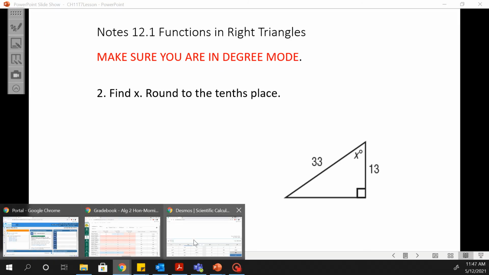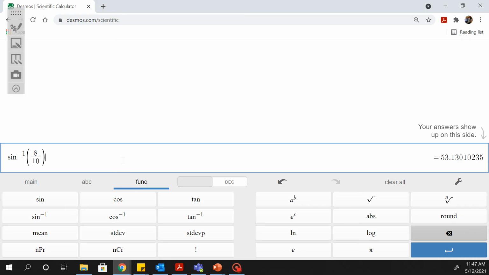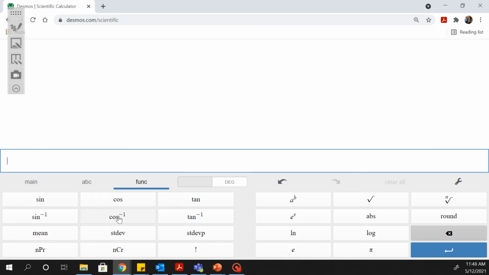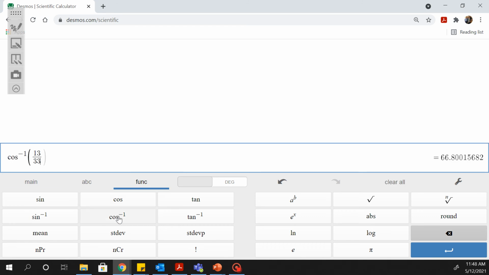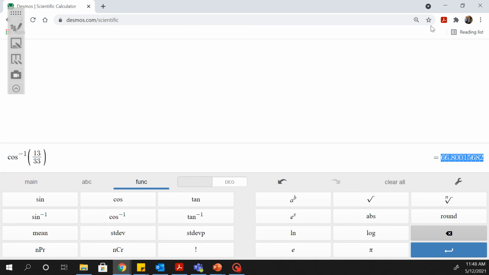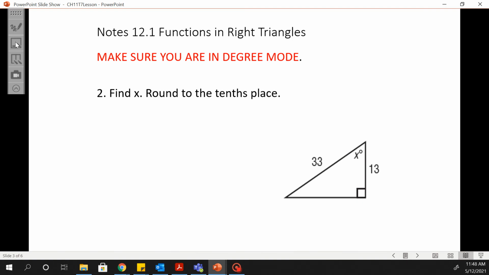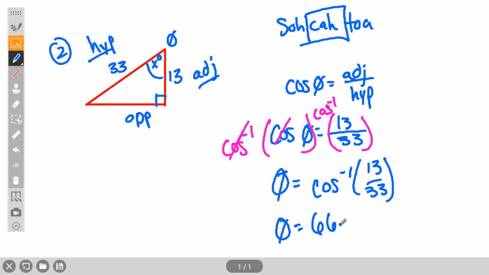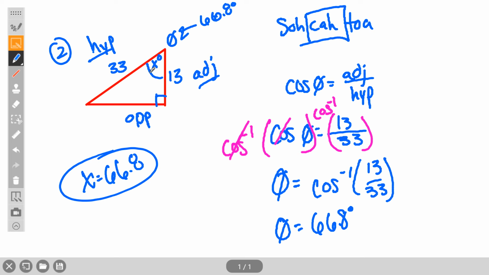So let's see what that is. Inverse cosine of 13 over 33, so that's 66.8 degrees. Okay, so theta here, 66.8 degrees, which means that the value of x would be 66.8, because that angle measure is supposed to be x degrees, and the angle itself is 66.8 degrees, so x is 66.8.